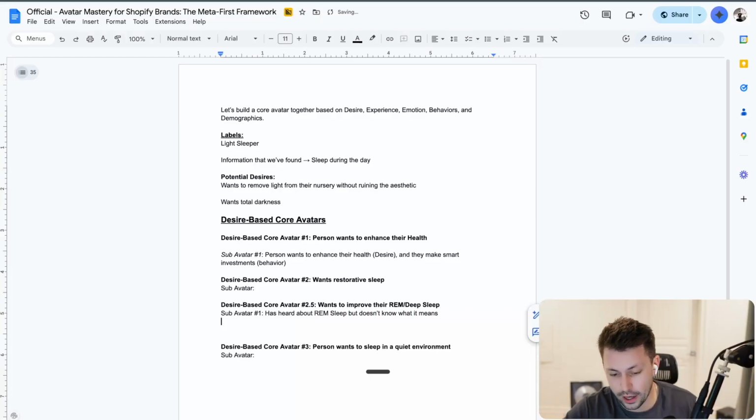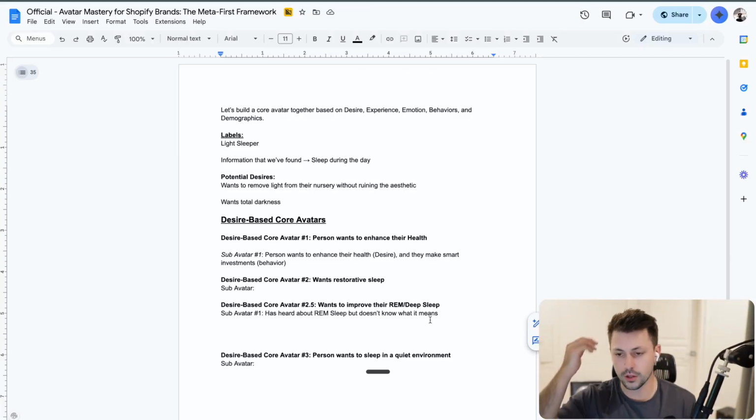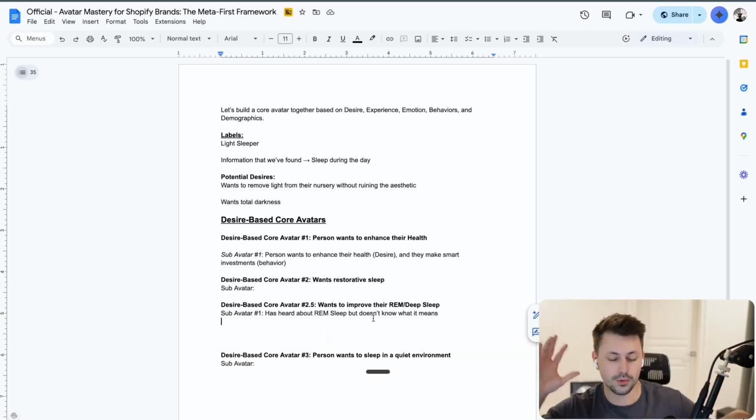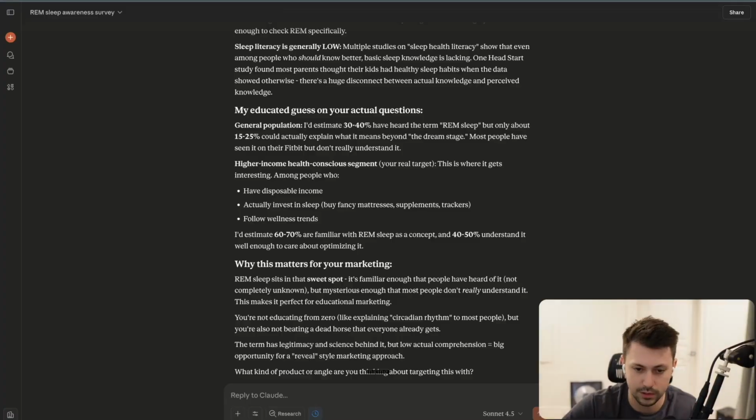A behavior as well, and we can get into a different sub avatar with this, is someone who maybe uses a Whoop or uses an Oura ring, right? That could also signify that they want to improve their REM or deep sleep, right? And so at the end of the day, this sub avatar of wants to improve their REM and deep sleep usually means they probably know what it is, right? Because that's the desire. So going all the way back to good job at confusing people, Spencer.